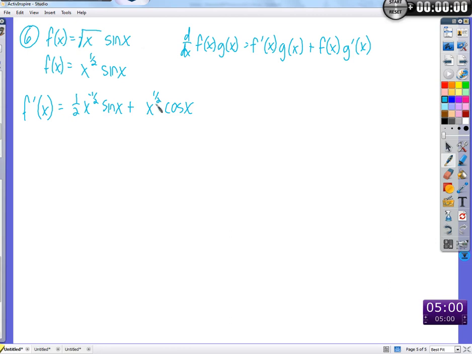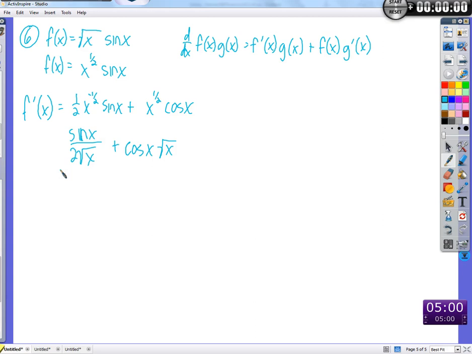You could rewrite this with the square root. You can write this as 1 over 2 root x with a sine x up here, plus cosine x times root x. I just rewrote it like x to the negative 1/2. You could write it as 1 over x to the half, and x to the half is the square root. So that's down here in the denominator. Multiply that by 1/2. Multiply that by sine. You get this.